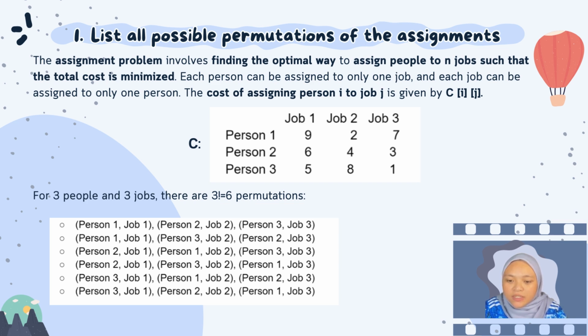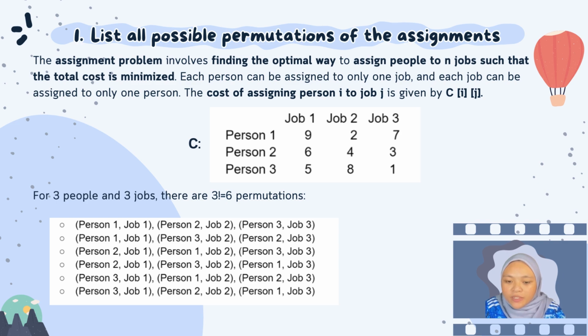The exhaustive search method involves checking all possible permutations of assignments and calculating the total cost for each permutation. There are n factorial permutations to check. The first step is to list all possible permutations of the assignments.